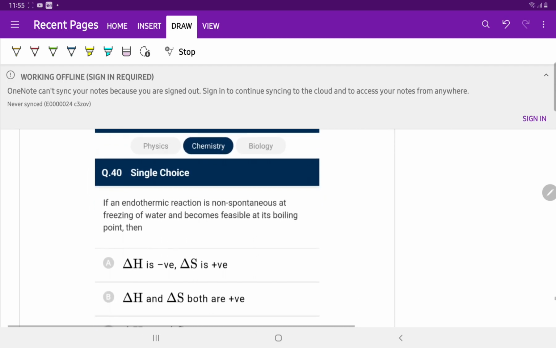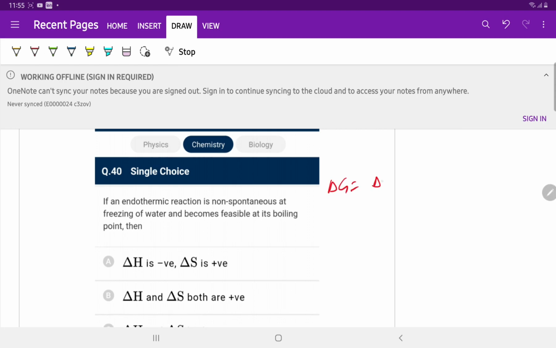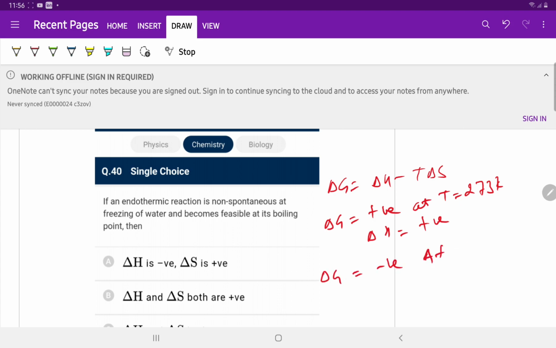Question number 40. If an endothermic reaction is non-spontaneous at the freezing point of water and becomes feasible at its boiling point, then delta G is equal to delta H minus T delta S. In the first case, delta G is positive at T equal to 273 Kelvin, and delta H is also positive, but delta G is negative at T equal to 373 Kelvin. And delta H is also positive.